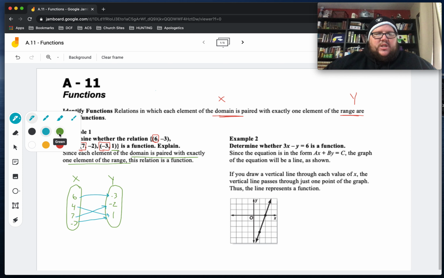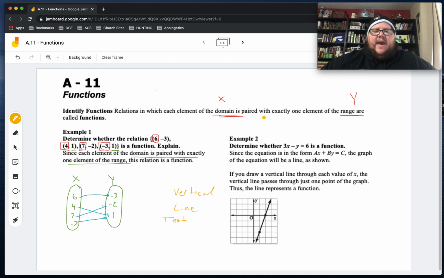So the next thing I want to teach you guys is called the vertical line test. Anytime we have a graph, we can quickly determine whether or not it is a function. The way we do that is we drop vertical lines. If you draw a vertical line through each value of x, and that vertical line only passes through one point, then it is a function.